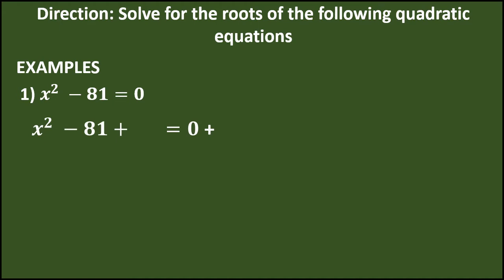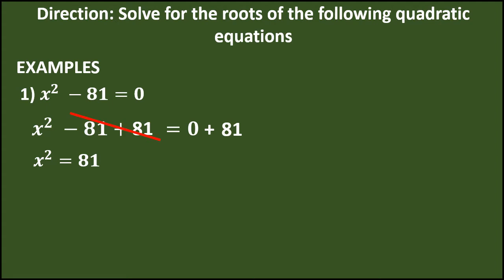So we are going to add positive 81 on both sides of the equation. It will become x squared minus 81 plus 81 equals 0 plus 81. Negative 81 plus positive 81 will become 0. Our new equation will become x squared is equal to 81.